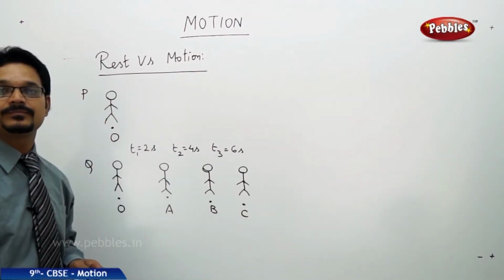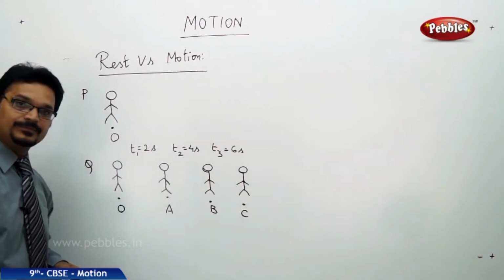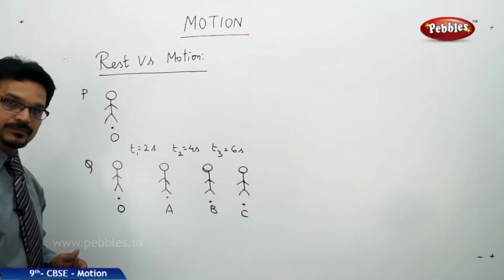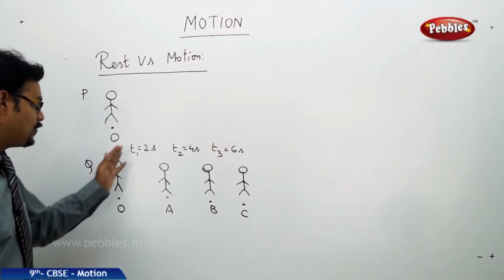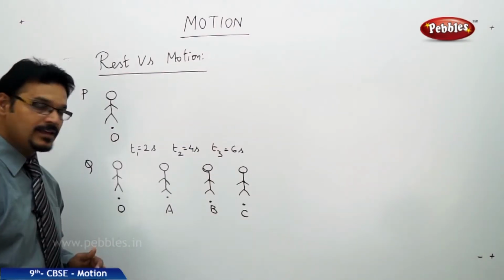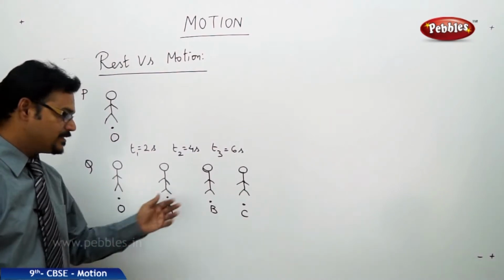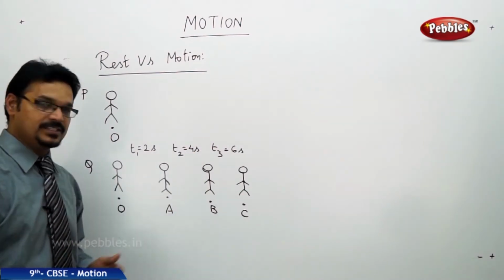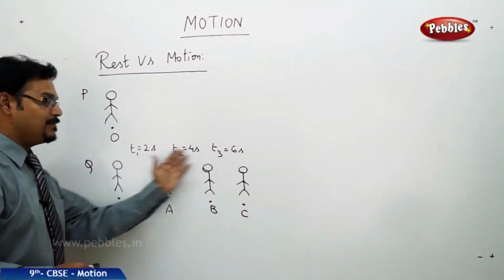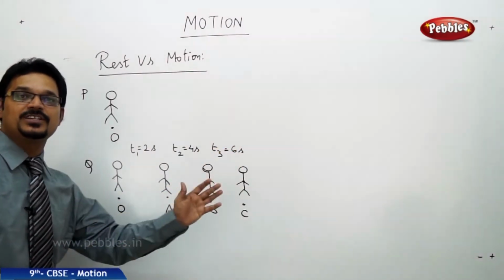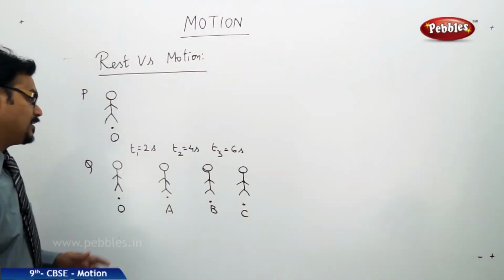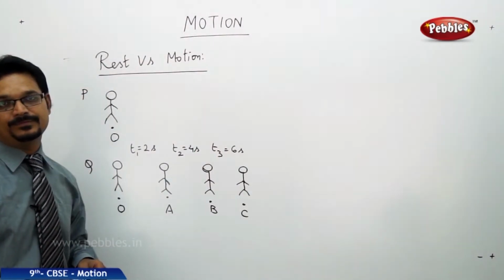Now see the person Q. The person Q is at O at time t equal to 0. After 2 seconds, he is at A. After 4 seconds, he is at B. After 6 seconds, he is at C. So when the time is passing, he is changing his position. The position is changing. Then we say that this person is in motion.